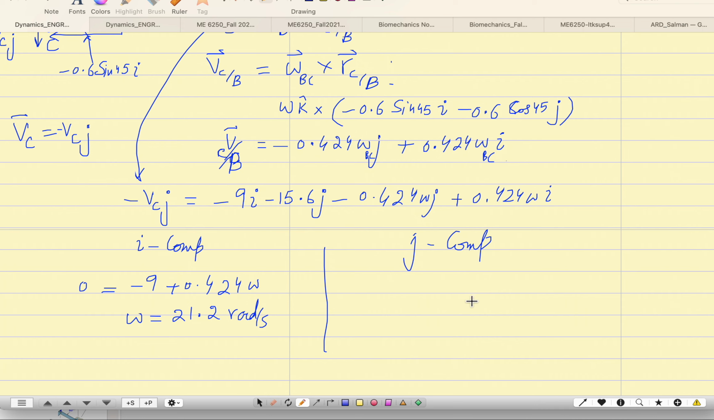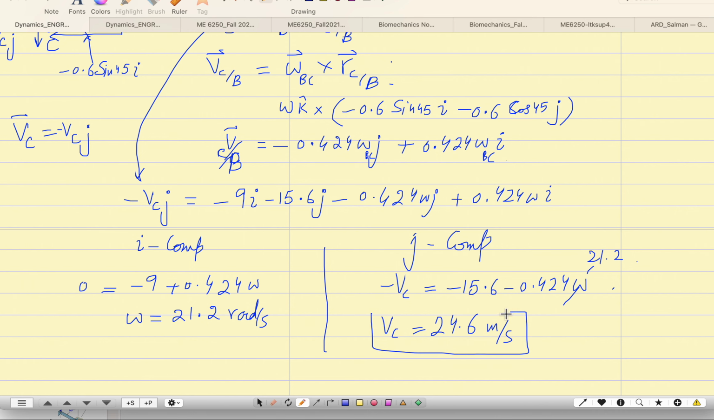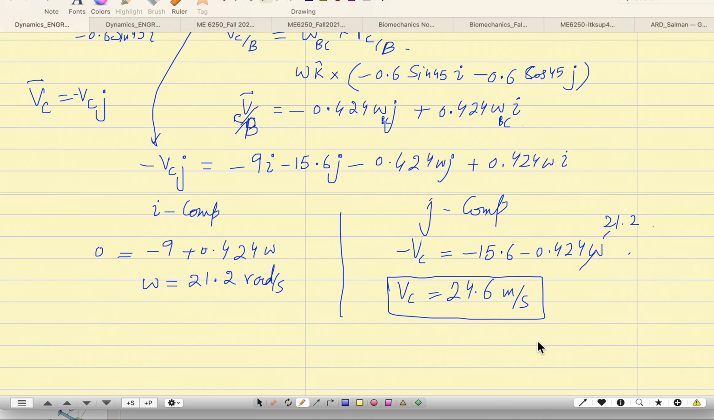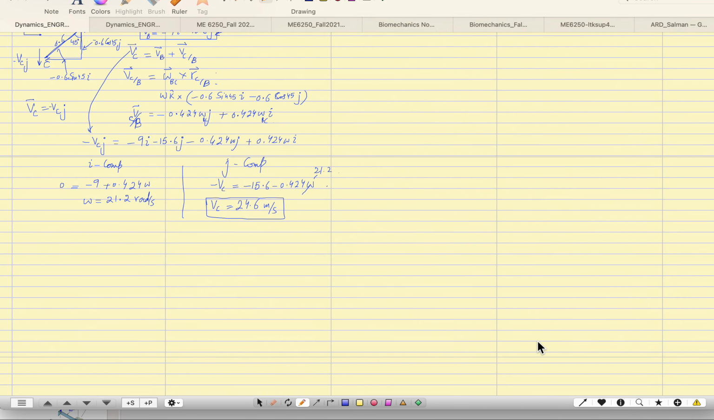Let's find the jth component equation. The left hand side is negative VC. The right hand side is negative 15.6 and negative 0.424 omega. So omega you already calculated as 21.2. Now we have one equation, one unknown, which is VC. It is 24.6. So this is your answer.